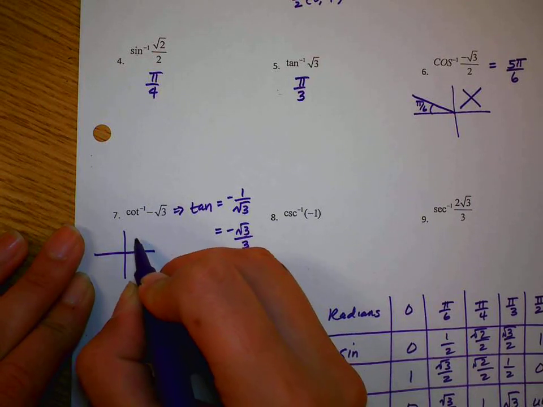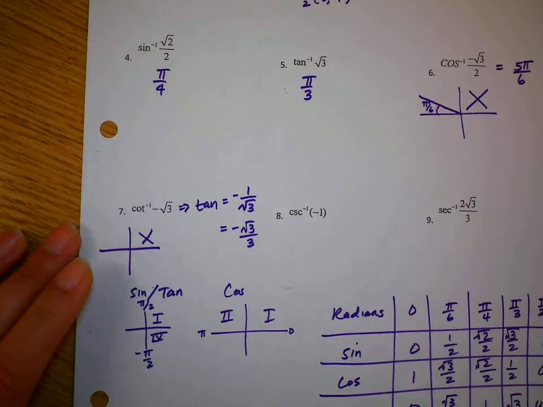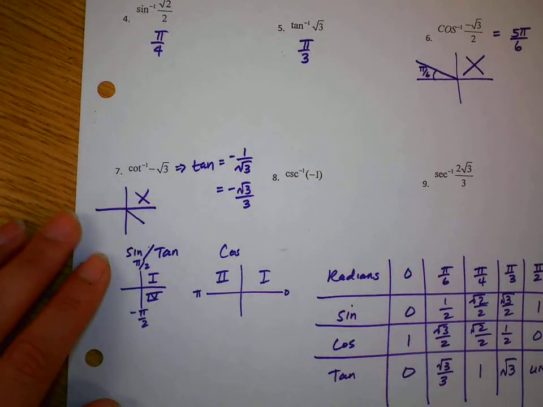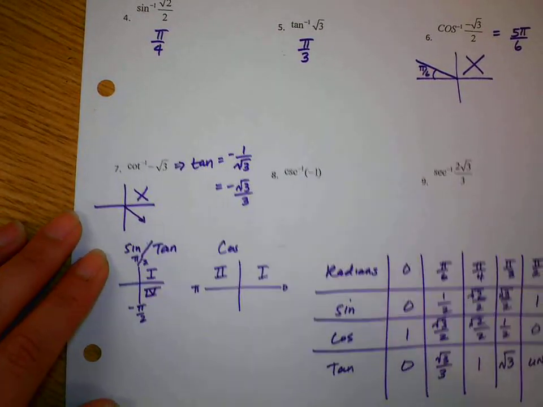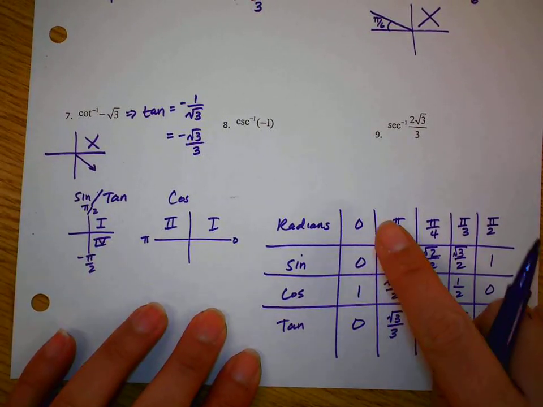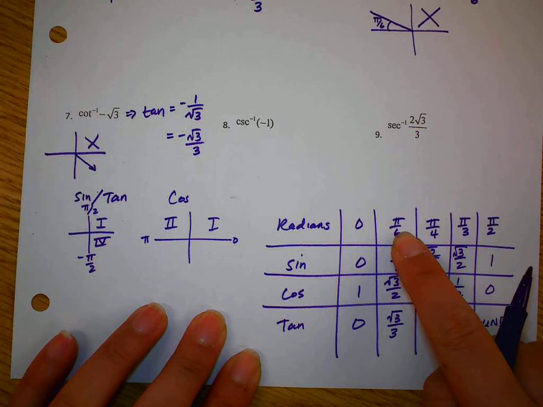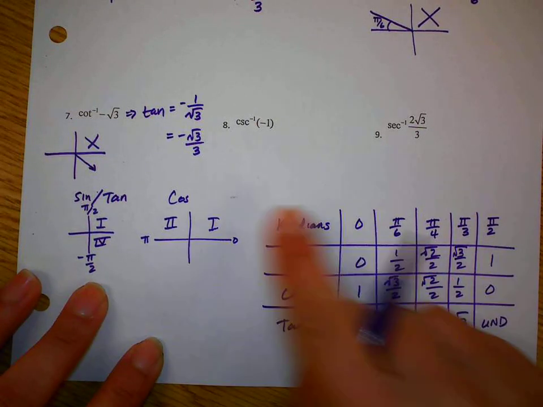So we're looking for an angle in quadrant 4. Let's take a look at your reference angle chart. To get root 3 over 3, your reference angle would be pi over 6. So to get in the 4th quadrant, my angle measure would be negative pi over 6.